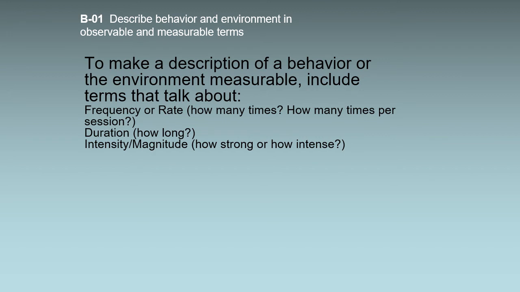So measurable terms. Measurable terms allow us to make a description of a behavior. To make a description of a behavior or the environment measurable, we include terms that talk about the frequency or rate of a behavior, how many times a behavior happened, how many times per session a behavior happened, the duration of a behavior, how long it happened, the intensity of a behavior, the magnitude, how strong or how intense was it. Also, we might talk about latency, right? How long it took for that behavior to start from when the instruction was given.